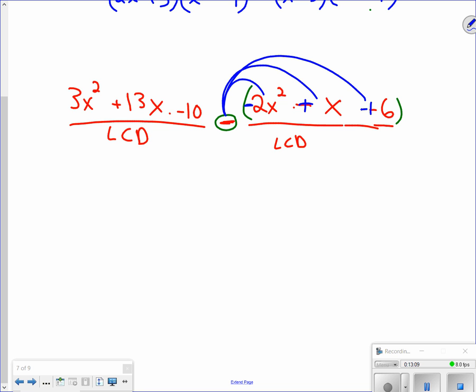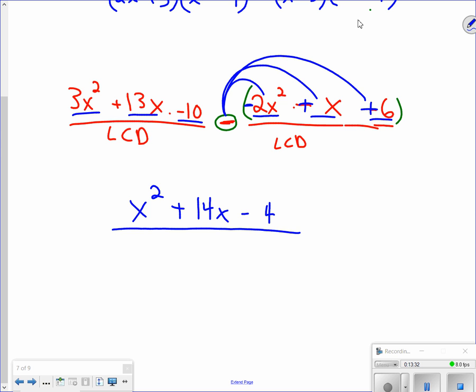Combine like terms, we get 3x and negative 2x gets me x squared. 13x and x gets me 14x. And then negative 10, positive 6 gets me negative 4. Awesome. I'm going to put my LCD now in here because I'm thinking I might be at my final answer. X plus 5, 2x plus 3, x minus 4.